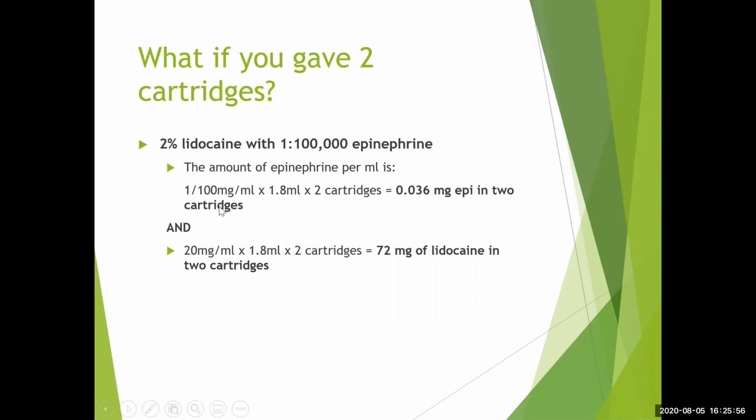Now we need to figure out how much lidocaine we gave them. So 2% lidocaine is 20 milligrams per milliliter, times the size of the cartridge, 1.8 milliliters, times 2 cartridges because we gave them 2. If you do 20 times 1.8 times 2, you find out that we gave them 72 milligrams of lidocaine in those 2 cartridges.